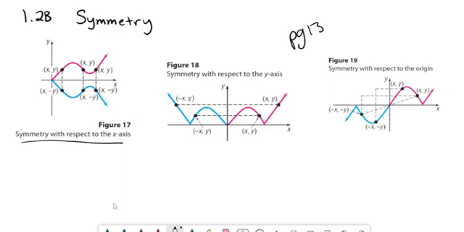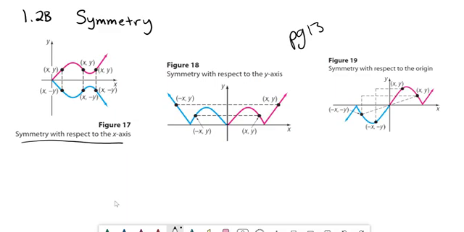In our second graph, we have symmetry with respect to the y-axis. Again, if I drew this dark line along the y-axis and folded along that axis, you would see the pink portion of the graph land right on top of the blue portion. And so we would say that the symmetry in this graph is with respect to the y-axis.